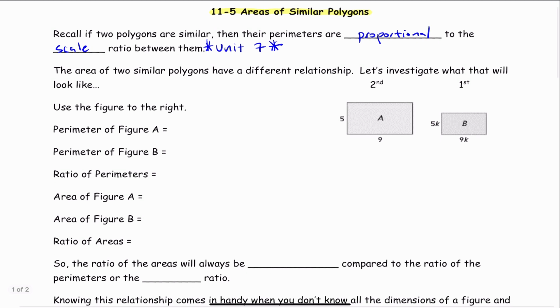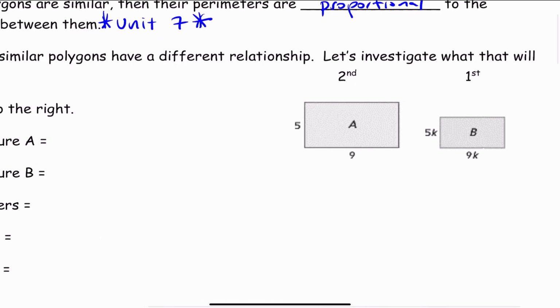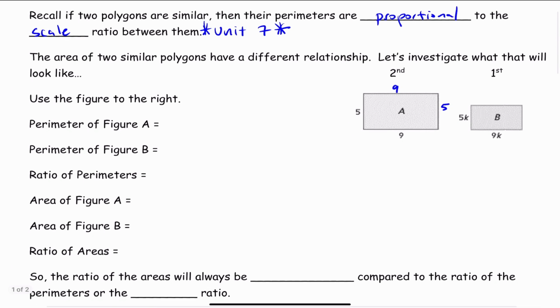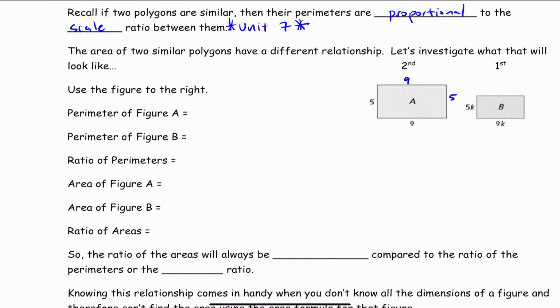Now, using the figure to the right, let's go ahead and figure out the perimeter of figure A. This is figure A. It's a rectangle. And since this is a rectangle, it means that it's a parallelogram. So opposite sides are congruent: if this side here is 9, then this side is 9. And if this side is 5, then this side is 5. So I'm going to add up all the sides here. I should get 28. That's the perimeter of figure A.